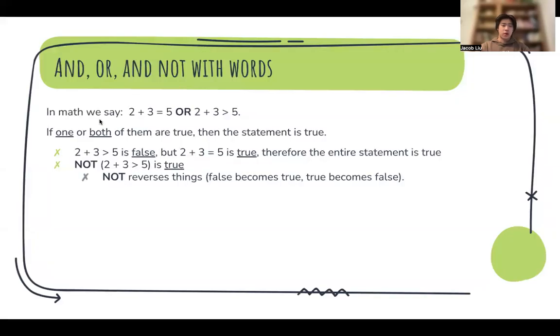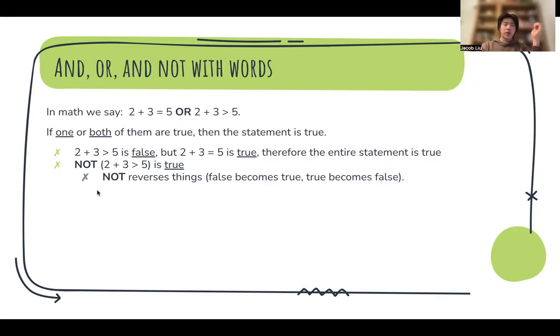Now we're on to or. So or basically means if one or both of the statements are true, then the whole statement is true. For example, 2 plus 3 equals 5, or 2 plus 3 is greater than 5. Now, we all know that 2 plus 3 is not greater than 5, right? So 2 plus 3 is greater than 5 is false. But 2 plus 3 is equal to 5 is true. Therefore, the whole statement is true because at least one of them, which is 2 plus 3 equals 5, is true.